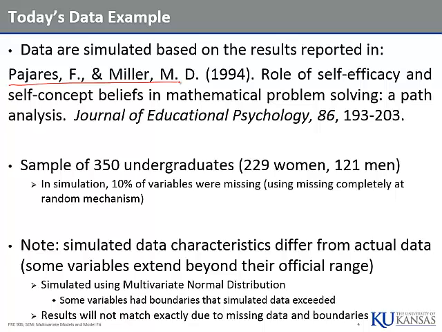They took a sample of 350 undergraduates with that proportion of men and women, and roughly 10% of their variables were missing. I took their paper and simulated data according to what they said the model should be, or what the results should be. From their model, it implied a mean vector and a covariance matrix, and based on that, I could generate multivariate normal data. So that's what I did. Pretty awesome, huh?